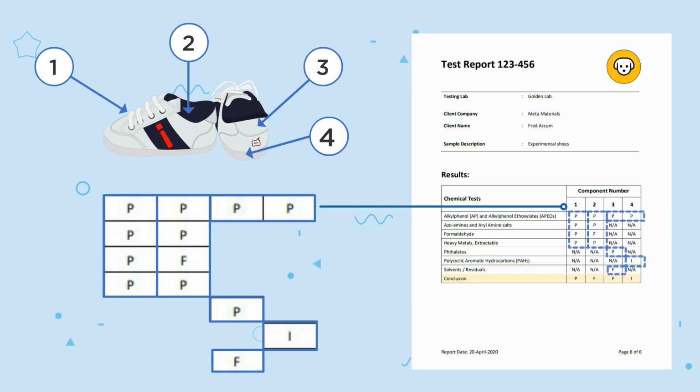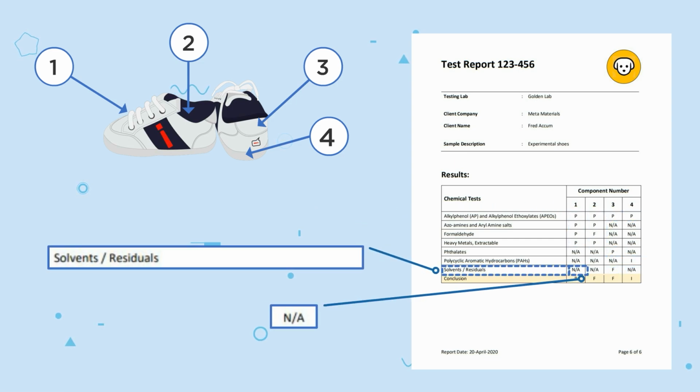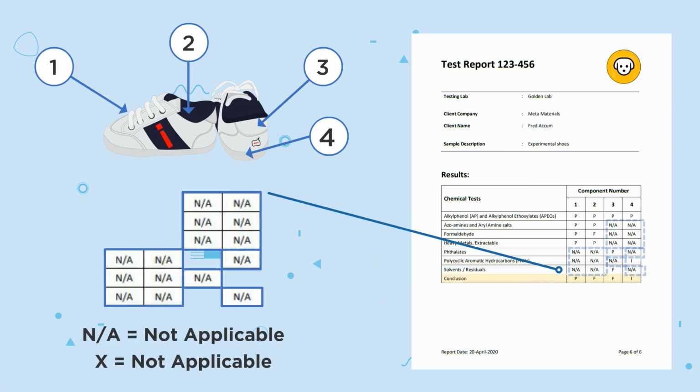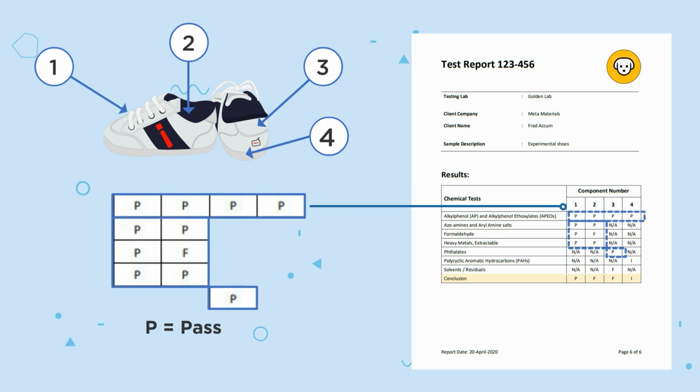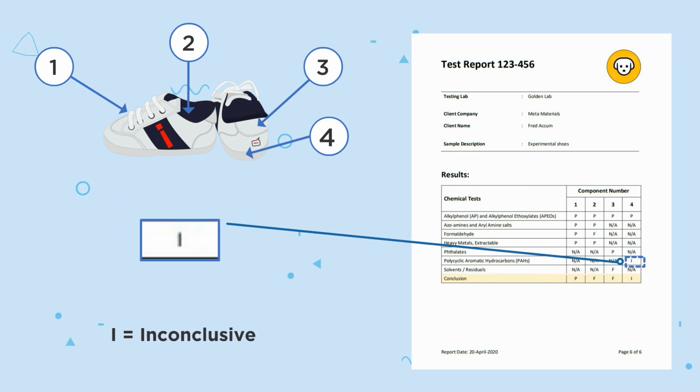Note that not all parts were tested for all chemistries. Tests are performed depending on what was indicated in the Affirm test matrix. If a test was not needed for that material type, for example solvents in natural fibers, then you may see an NA in the test report for not applicable. Some labs can also use an X. This test report also indicates a pass result with the letter P. Fails are indicated with the letter F. And we also see the letter I.